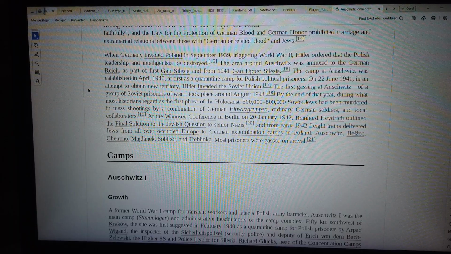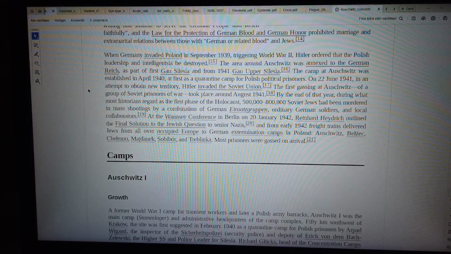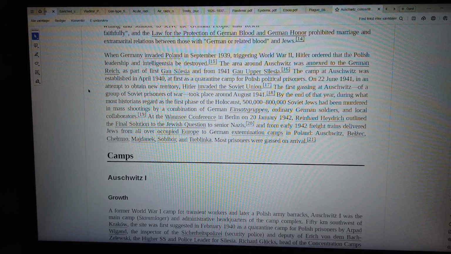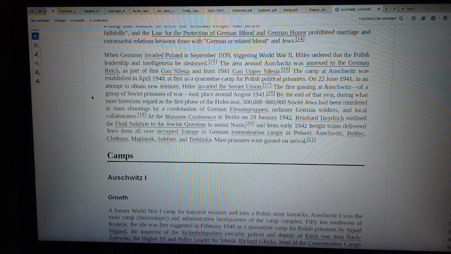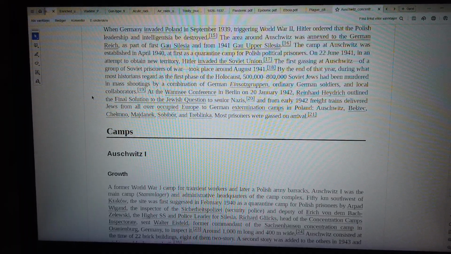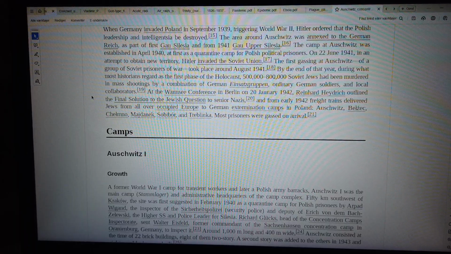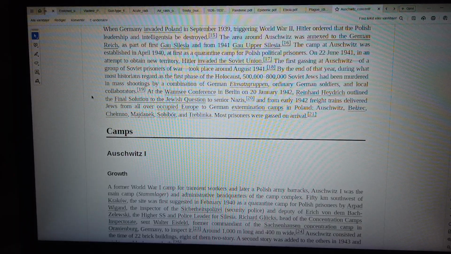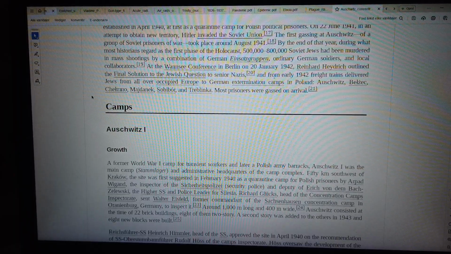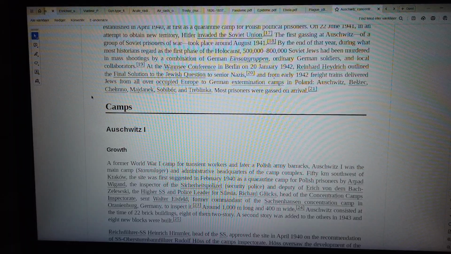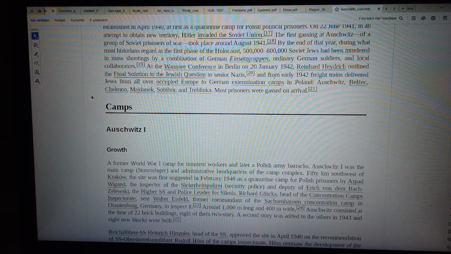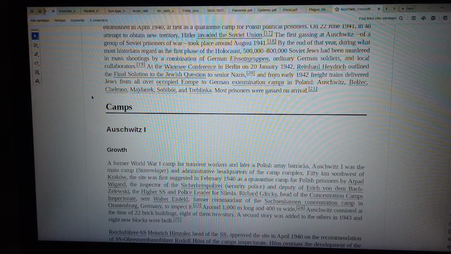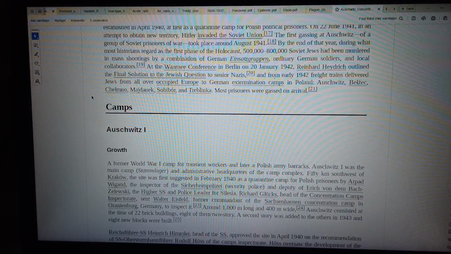The first gassing at Auschwitz of a group of Soviet prisoners of war took place around August 1941. By the end of that year, during what most historians regard as the first phase of the Holocaust, 800,000 Soviet Jews had been murdered in mass shootings by a combination of German Einsatzgruppen, ordinary German soldiers, and local collaborators. At the Wannsee Conference in Berlin on 20 January 1942, Reinhard Heydrich outlined the final solution to the Jewish question to senior Nazis.